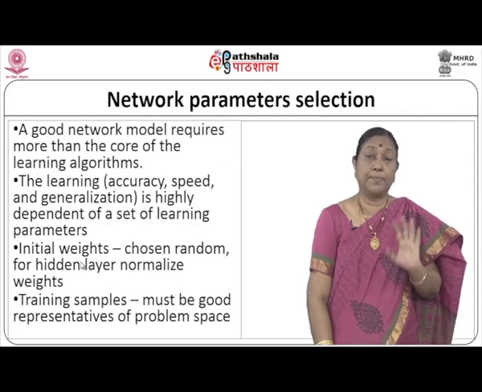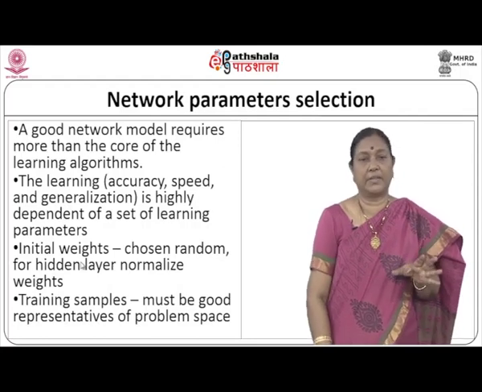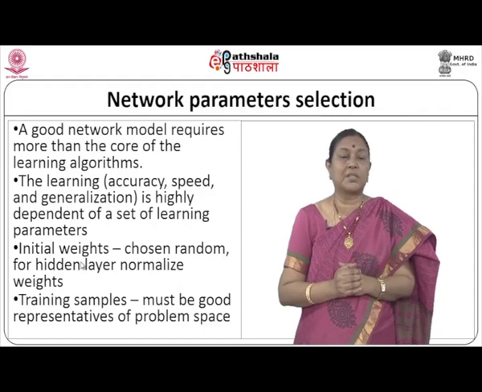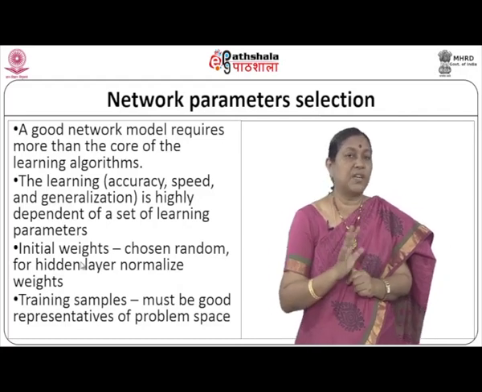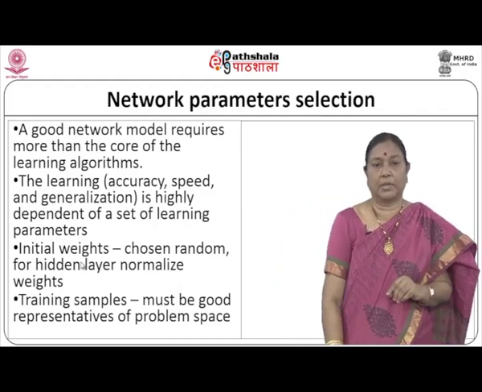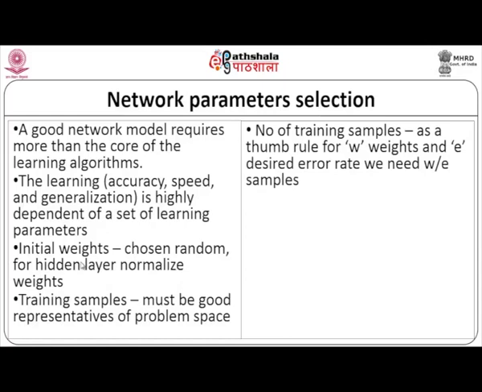Training samples must be good representatives of the problem space. If this is not true, and this is true for most machine learning algorithms, especially for this backpropagation network, it fails. As a thumb rule for the number of training samples, for W weights and E desired error rate, we need at least W by E samples. So, at least that many samples should be there.